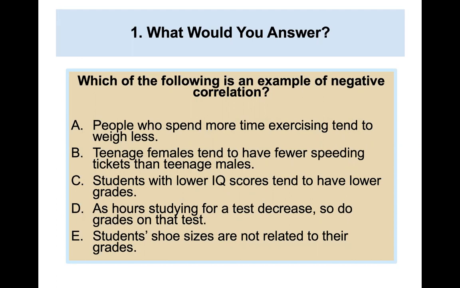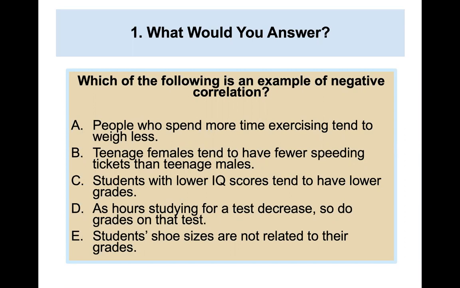So which of the following is an example of a negative correlation? People who spend more time exercising tend to weigh less. Teenage females tend to have fewer speeding tickets than teenage males. Students with lower IQ scores tend to have lower grades. As hours studying for a test decrease, so do grades on that test. Students' shoe sizes are not related to their grades.